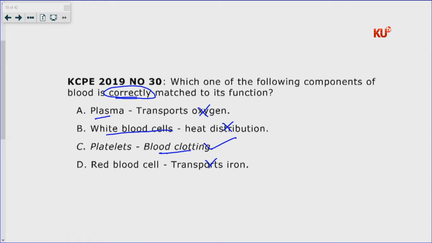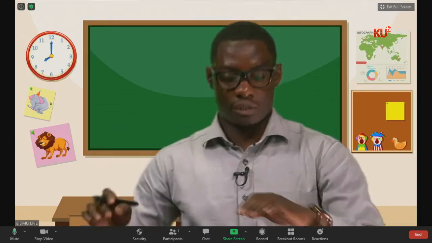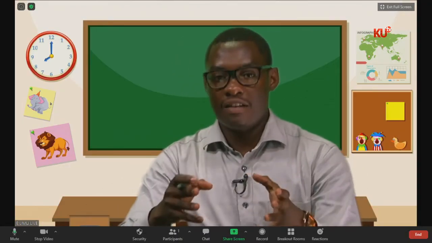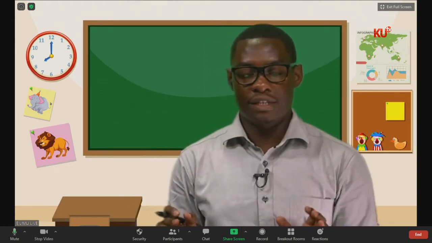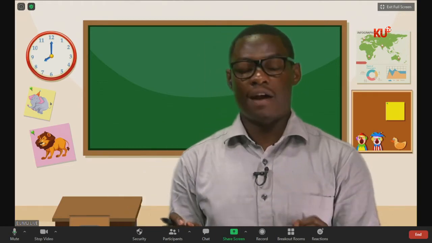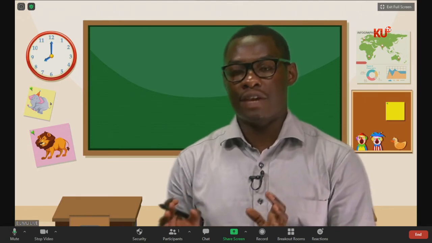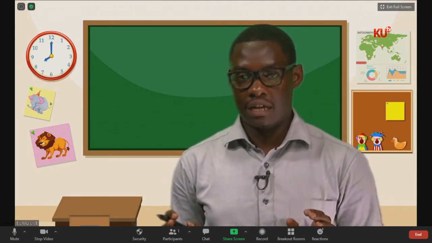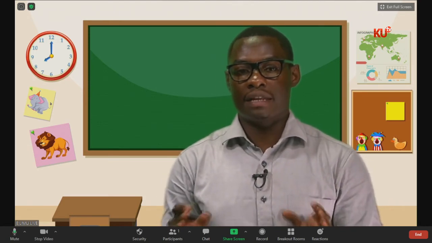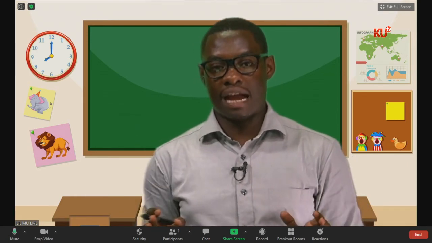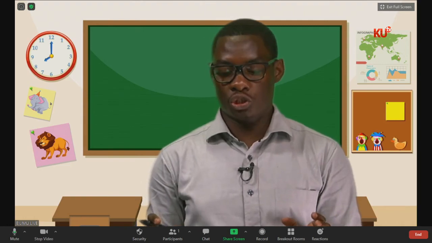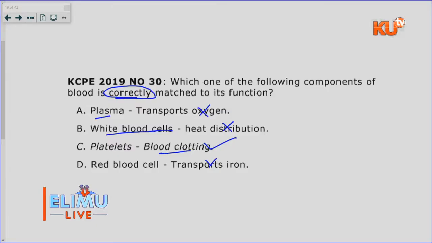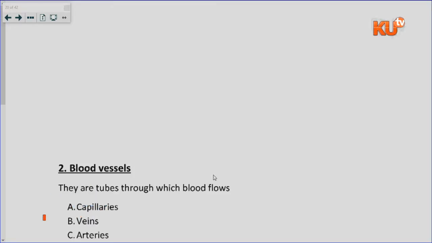We look at blood vessels now, and as I said, blood vessels are tubes through which blood flows. Blood vessels are three. So we have capillaries, veins, and arteries. These blood vessels have their diagrams, and the diagrams are different. Their characteristics are different, and their functions also. Let's quickly look at the blood vessels.